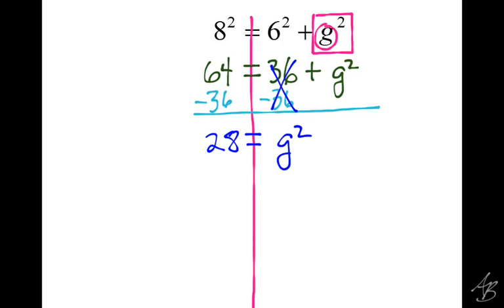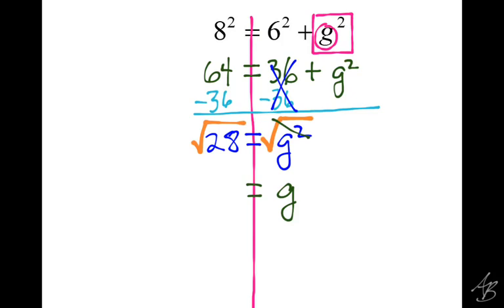I need to get rid of the square on the g, right? So how do I get rid of a square? Take the square root. So I'm going to get rid of the square by taking the square root. And then if I take the square root on the right side, I have to take the square root on the left side. Right side's pretty easy. Square and square root cancel. That leaves g.